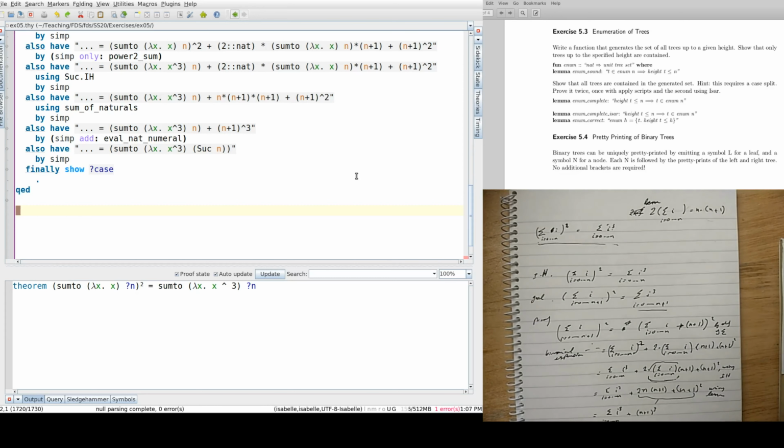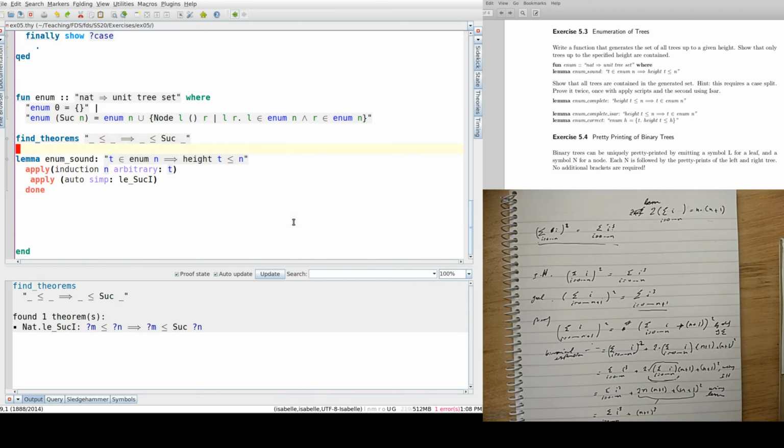So now let's start with the third exercise. Remember last week we defined a function that, given a certain natural number, gives you the set of all trees whose height is exactly that natural number. Sorry, is exactly that or smaller. Okay, that was the function. So now I'll just copy the definition and the proof for it. At the time we only proved that this function is sound, as in any tree in the set given by the function will have its height upper bounded by n. And now we want to show that this function is complete.